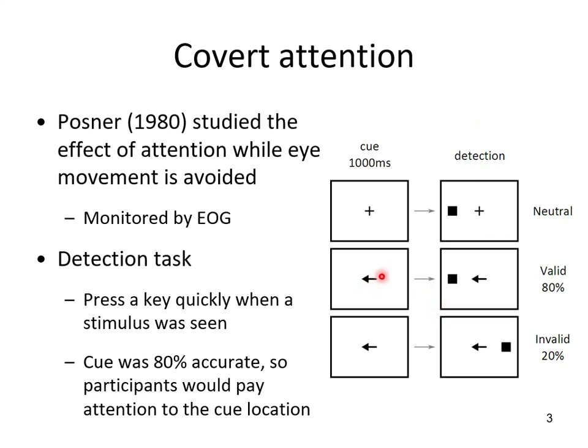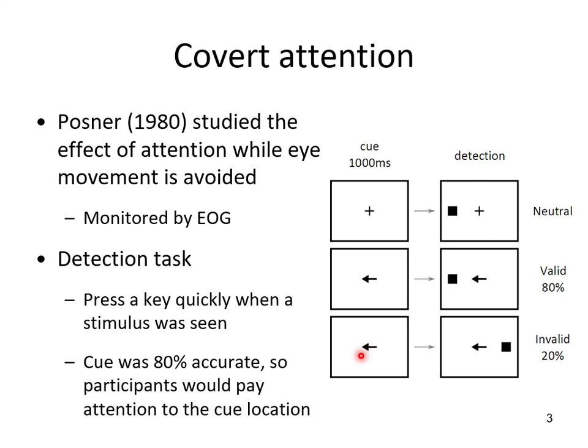The second kind is a valid cue. This is an arrow pointing to one of the directions. If the target actually occurs at the right place, this is called valid. The cue is valid because it actually predicts the target location 80% of the time. So you will expect the performance to be better, right? Because the target occurs at the expected location. Your attention is already there.